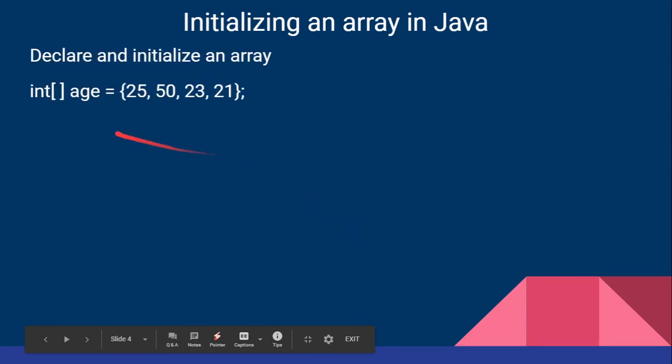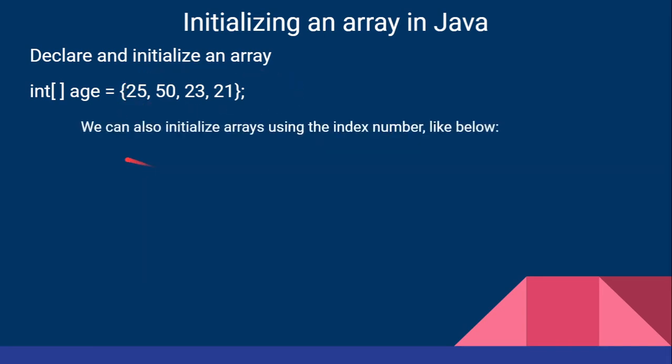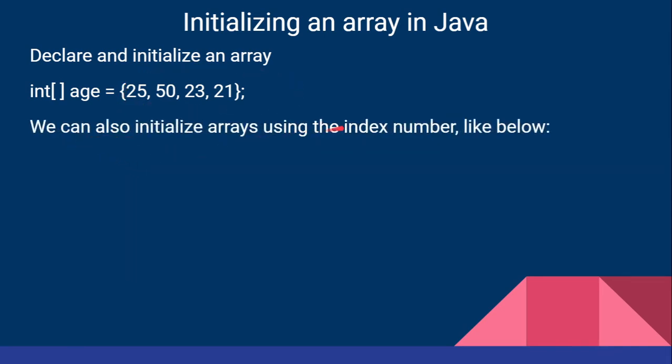Okay. Let us see how to initialize an array. You are declaring the array as integer. One more example is given. Int age is equal to 25, 50, 23, 21, and the values are separated by commas. And now we can also initialize the arrays using the index number like below. So how to declare the array? Int age is equal to new int of 5. So this is another method of declaring an array. I am creating an integer array that contains 5 integer elements and the name of the array is age.